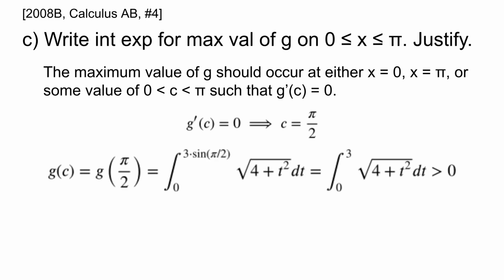Evaluating g of c, which is really just g of pi halves, we have the integral from 0 to 3 times the sine of pi halves of the square root of 4 plus t squared dt, which will be the integral from 0 to 3 of the square root of 4 plus t squared dt, and we note that that should be positive, so it is greater than 0. However, we still need to check the endpoints, g of 0 and g of pi. Doing a quick calculation yields that g of 0 and g of pi are both equal to 0.